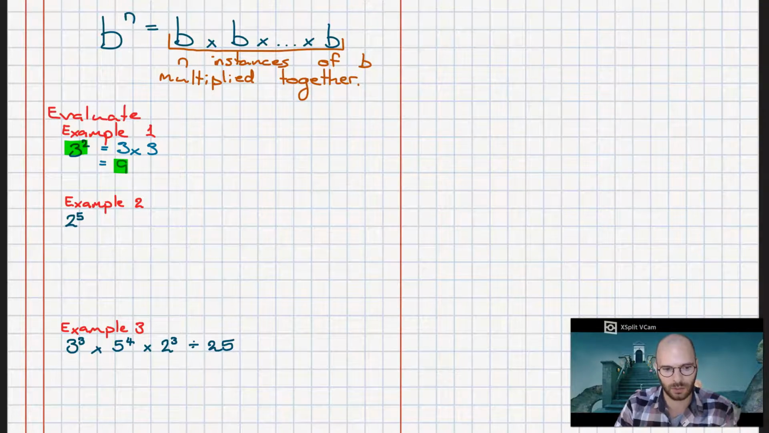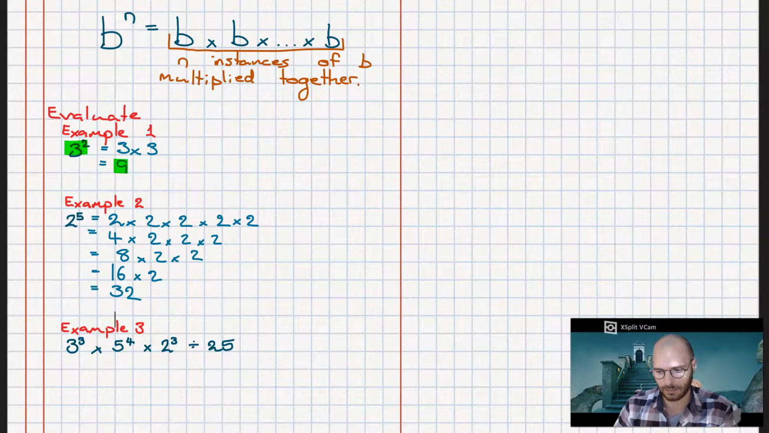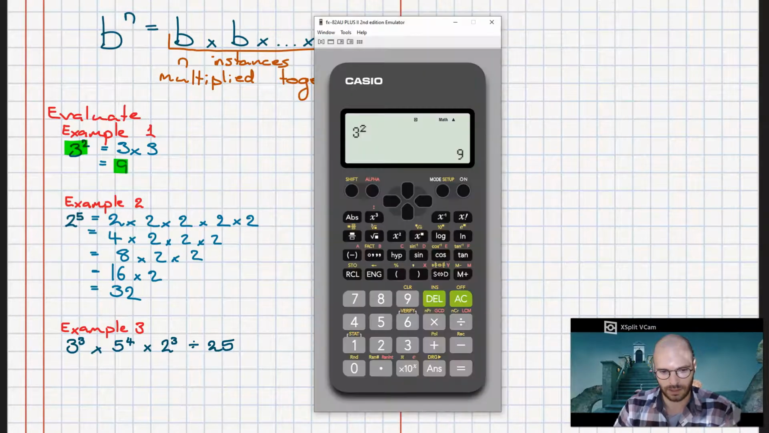Now second question, we have 2 to the power of 5. Here's where we really need to use our technology. Doing it the slow way, we're going to go 2 times 2 times 2 times 2 times 2. Then slowly evaluating it, we go 4 times 2 times 2 times 2, and then 8 times 2 times 2, 16 times 2, and then finally 32.